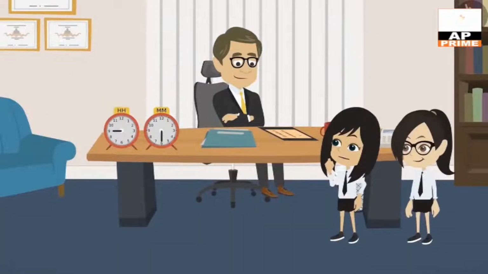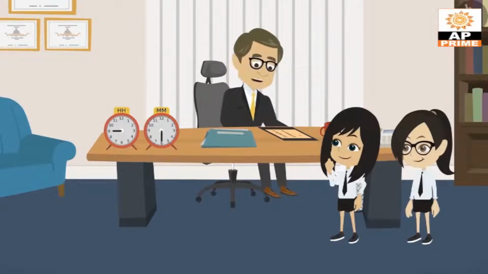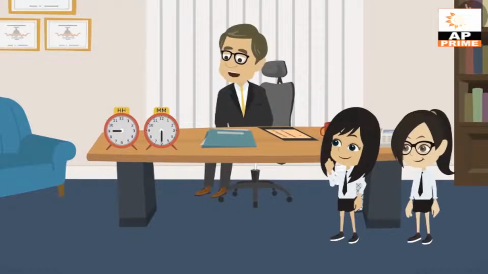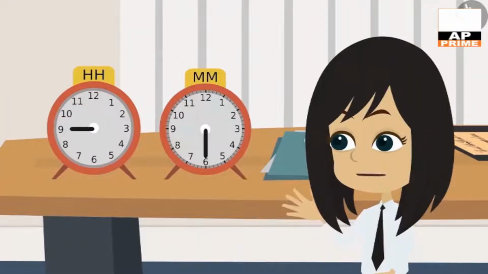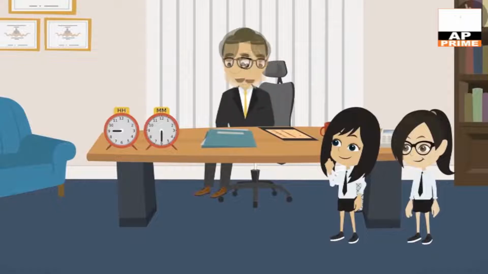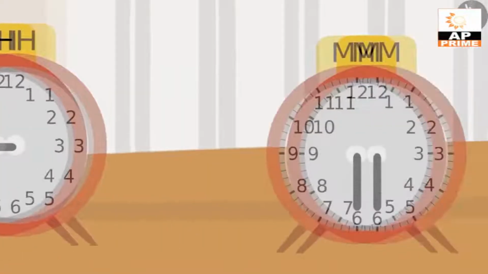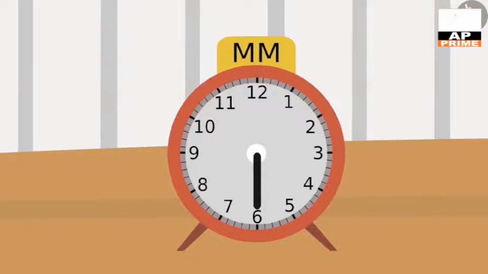Sir, why have you kept these two clocks that are not working on your table? No, Neha. These two clocks haven't stopped. These two are working. No, sir. See, both these clocks have only one hand. Yes, Neha. Both the clocks have only one hand, but both the clocks are working. See? This clock only has the hour hand, and this clock has only a minute hand.